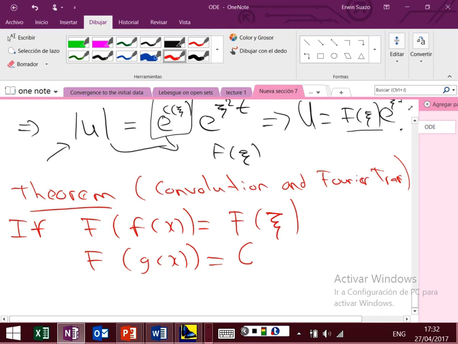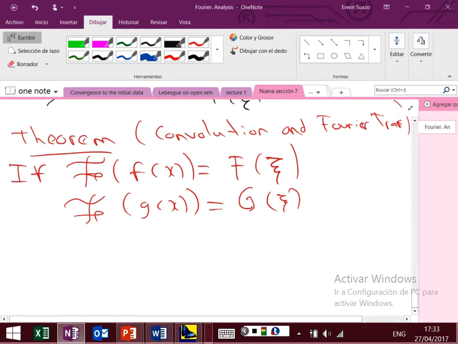Oh, sorry, it's kind of confusing. So Fourier transform like this, and Fourier transform of g of x, I'm gonna call it g of theta. Okay. The proof actually is really short, but then, and that's what they call it convolution.